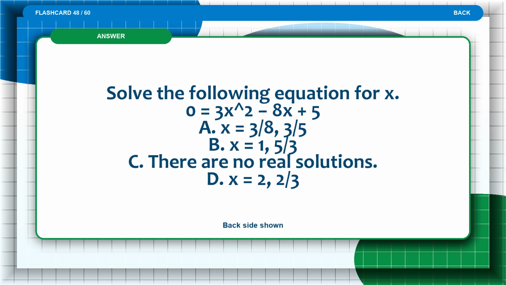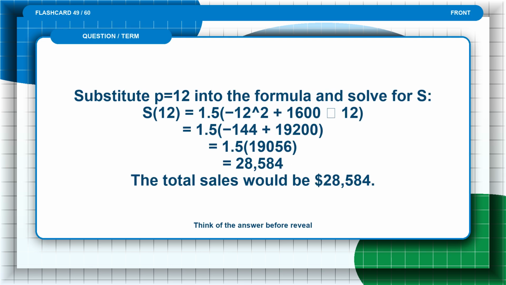The answer is, solve the following equation for x: 0 equals 3x² minus 8x plus 5. A, x equals 3/8 or 3/5. B, x equals 1 or 5/3. C, there are no real solutions. D, x equals 2 or 2/3.